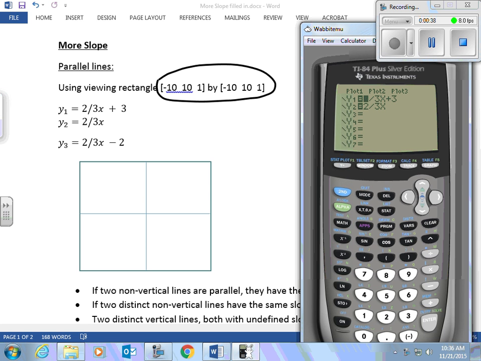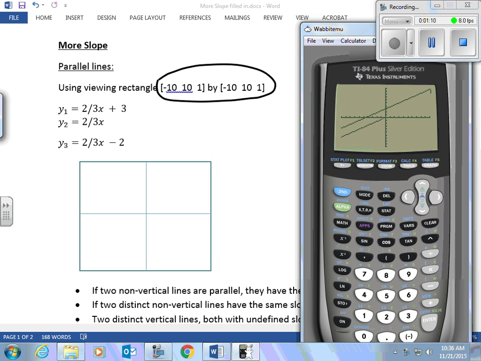So you can see the three equations. I've already entered y equals 2/3 x plus 3 and y equals 2/3 x. I'm just going to go down to the third one and put in y equals 2/3 x minus 2. To do a fraction, treat it like you're doing a divide, so 2 divided by 3, x, and subtract 2. Now I've got those three equations entered in, and I'm going to hit the graph button.